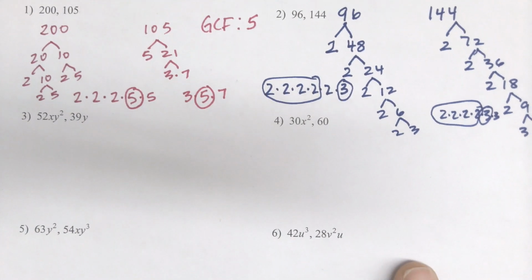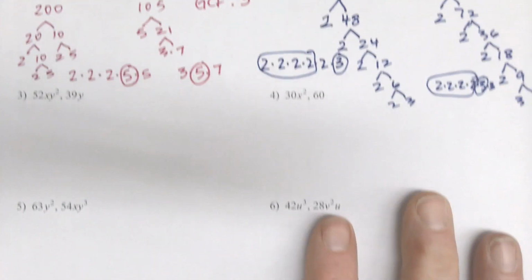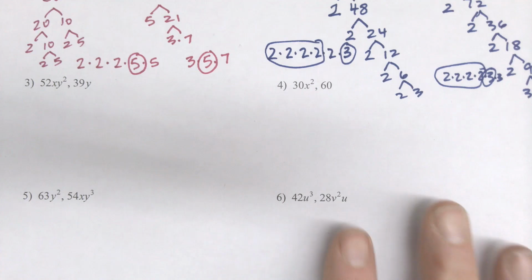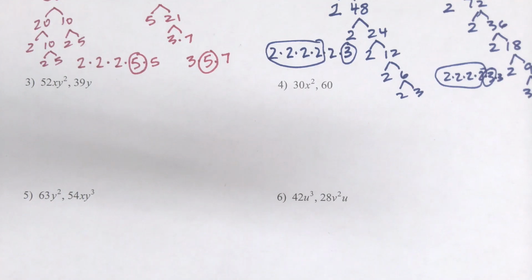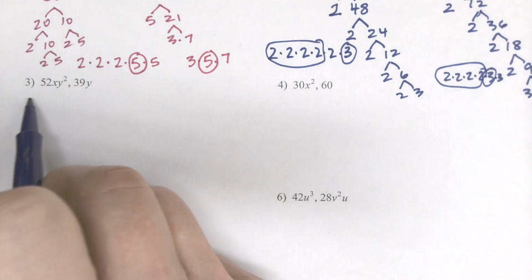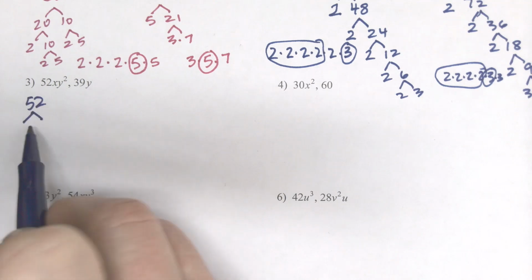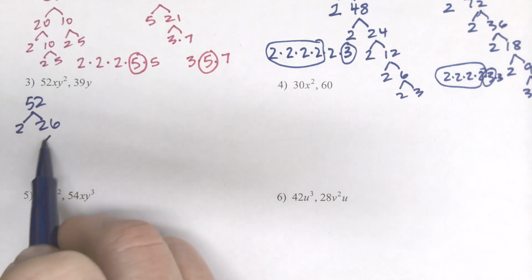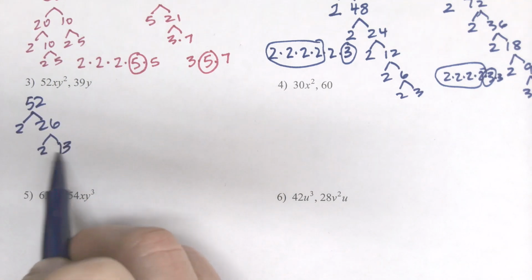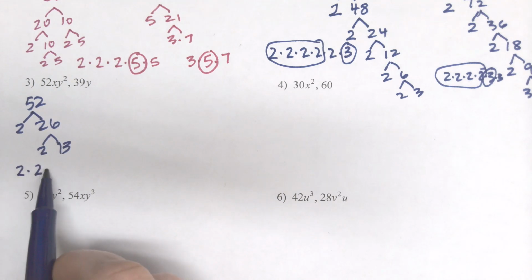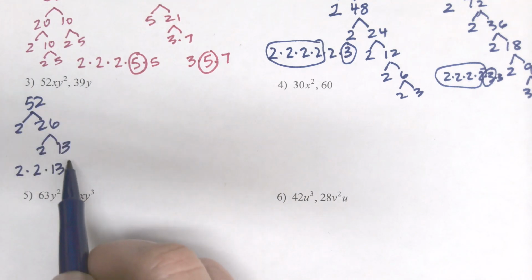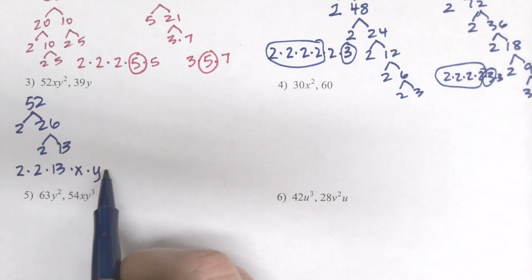Now we're going to input some variables in there. Don't let the variables bother you. You do the same thing. You're going to start it the same way that you did. So I'm going to do this 52, break that down, 2 times 26, which is 2 times 13. So I have 2 times 2 times 13, but I don't want to forget times x times y times y.